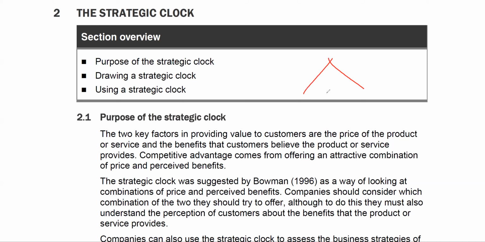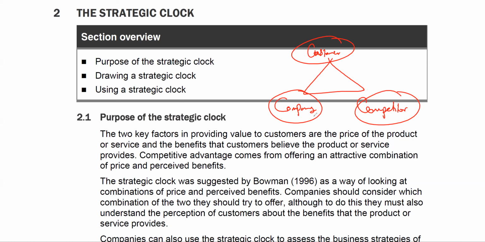If I draw a triangle, we have the first C, which is the company itself, which is you. Then we have the other C, which is your competitor. Okay. And then we have the other C, which is your what? Your customer. Now, one thing you must understand here is that between you and your competitor, the only thing that distinguishes both of you is your price, right?